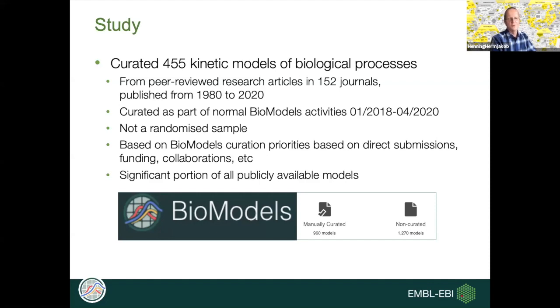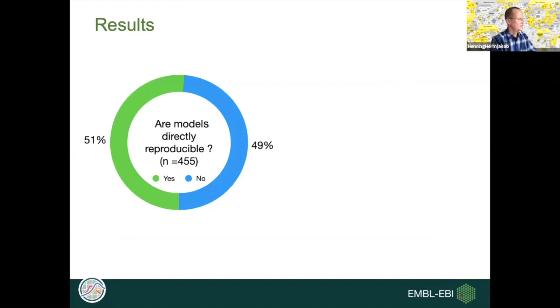This was based on normal BioModels curation priorities, which are based on what comes in as direct submissions, on funding from specific projects, collaborations, etc. But given that BioModels is the largest repository of ODE-based models, at least in the public domain, these 455 models are about 1/4 of the entire content of BioModels. This is a significant portion of all publicly available models. So we believe we have done a really good cross-section of available models. And these are the results.